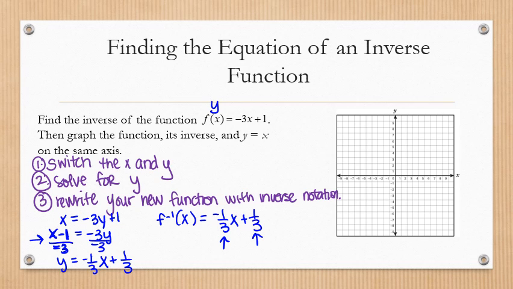All right, so let's graph. So the first thing I'll do is we will graph the original function. So our original function is y equals -3x plus 1. So that means we have a y-intercept of 1, and our slope is -3/1. So down 3 and over 1. Not a very straight line. Okay, so there's our original function. Now we'll draw our inverse function. So that starts at 1/3, and it's down 1, over 3.